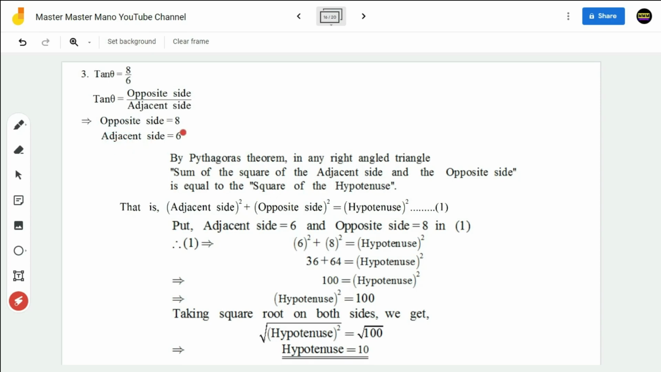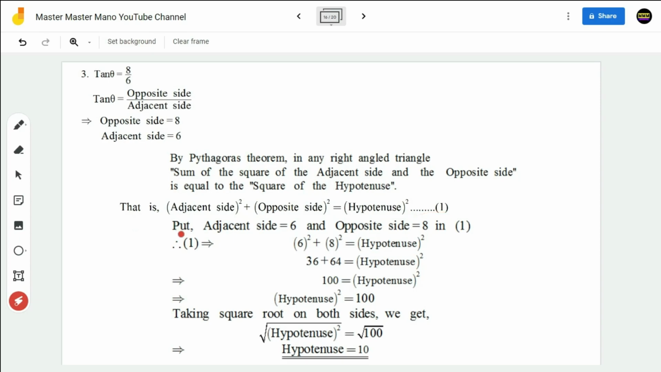We are going to find the length of the hypotenuse by Pythagoras theorem. Pythagoras theorem states that the sum of the square of the adjacent side and the opposite side is equal to the square of the hypotenuse. That is, adjacent side square plus opposite side square equal to hypotenuse square. And this is named as equation 1.